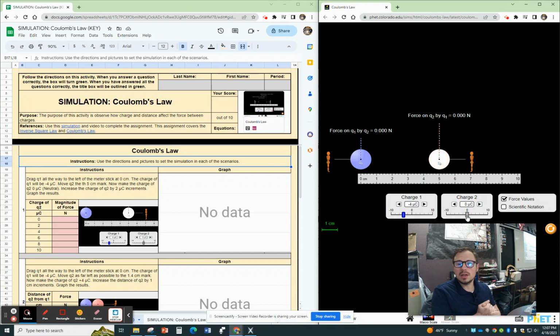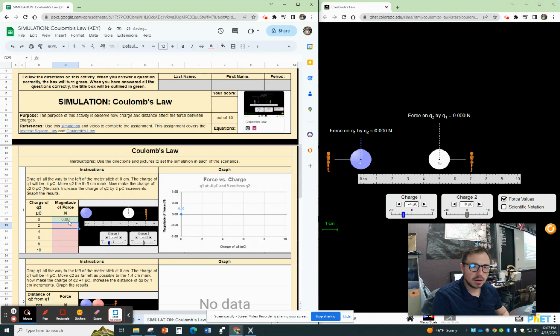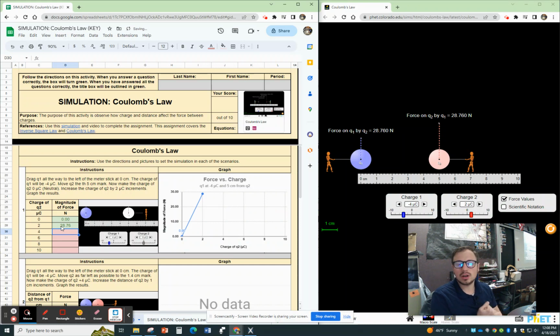So what we're going to do in this one is gradually increase the charge on Q2, and we are going to see how that affects the force. So the first one, you can see it's already up there. It's 0 newtons, right? Because the charge on Q2 is 0. So I'm just going to put 0 here. All right, perfect. You can see here a graph. We're going to increase it by 2 every time, 1, 2. And now the force is going to be 28.76. Perfect. You can see here a graph is going to start to form automatically. You're just going to do that all the way up until Q2 is at 10.